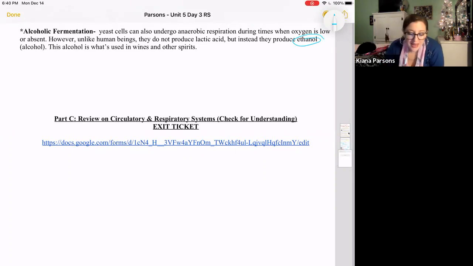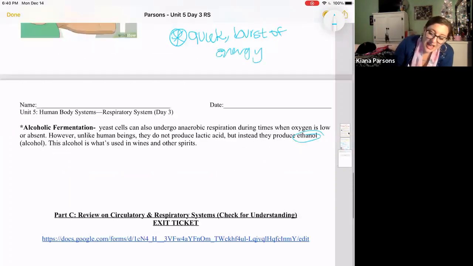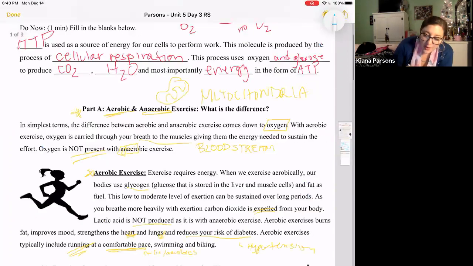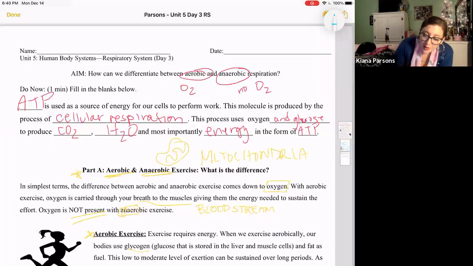So, all right, go ahead and complete your exit ticket. That was Unit 5, Day 3 of the respiratory system. And we talked about the difference between aerobic and anaerobic respiration. And this is to help prepare for the Making Connections lab that we are going to do this week.